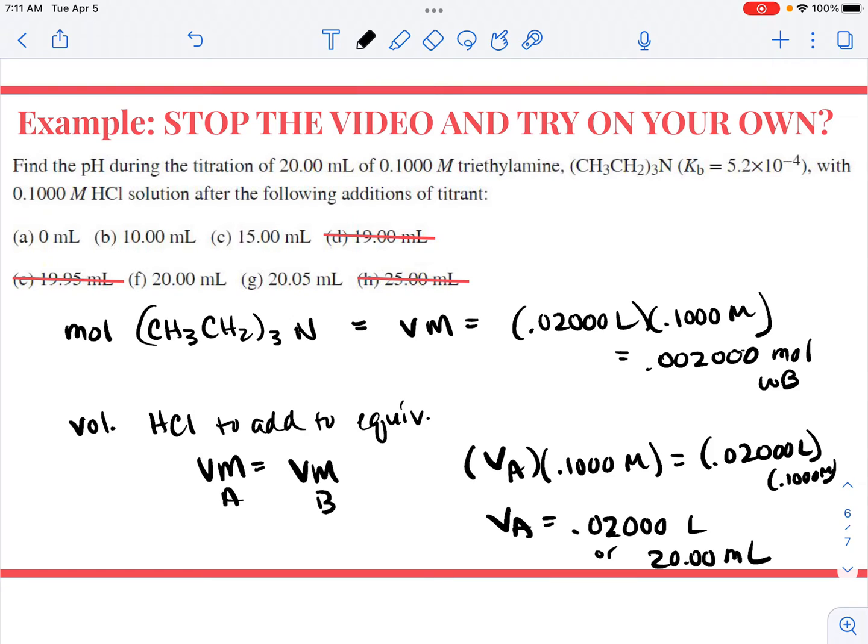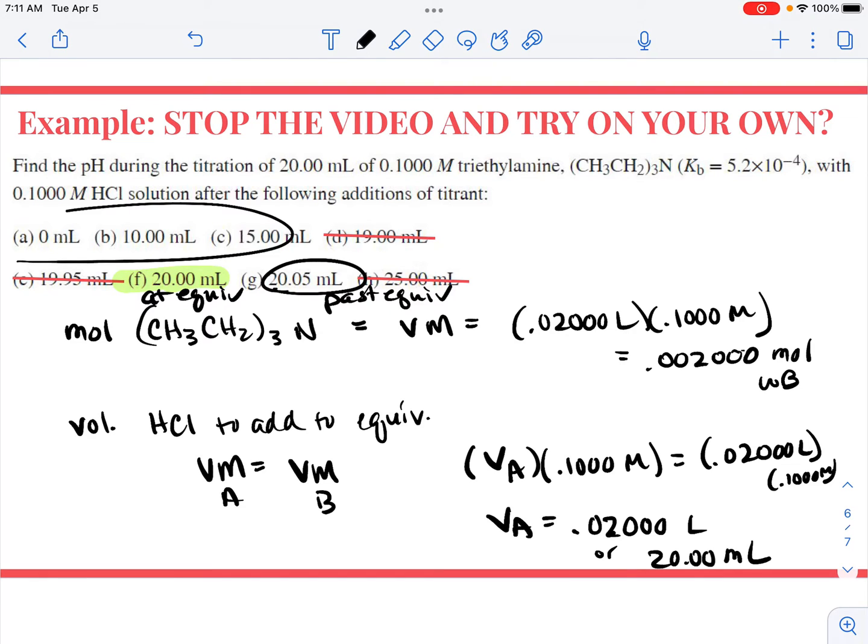Now I can look at this and say this one in F is at equivalence, and this one here is past equivalence, and all of these are before equivalence, and this one, by the way, is at half equivalence. And so this is a really good frame of reference to know.